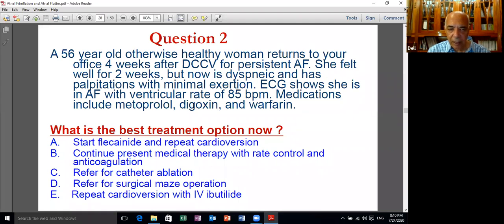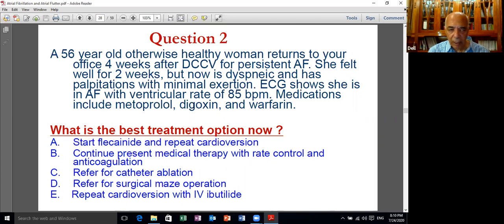A, start flecainide, which is a 1C drug, and repeat cardioversion. B, continue the present medical therapy with rate control and forget about reverting her to sinus rhythm. C, refer her for catheter ablation. D, do a surgical maze operation. E, repeat cardioversion with intravenous amiodarone. The correct answer is A, start flecainide and repeat cardioversion.